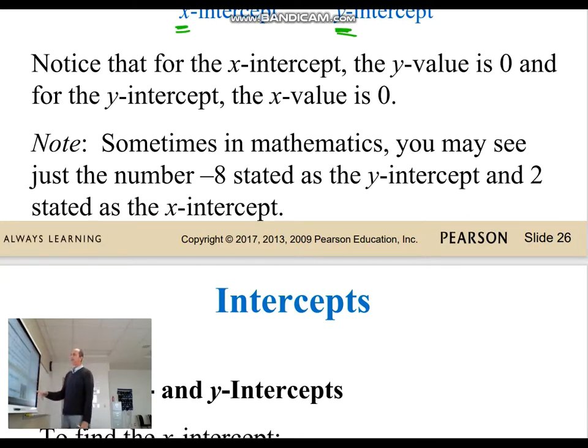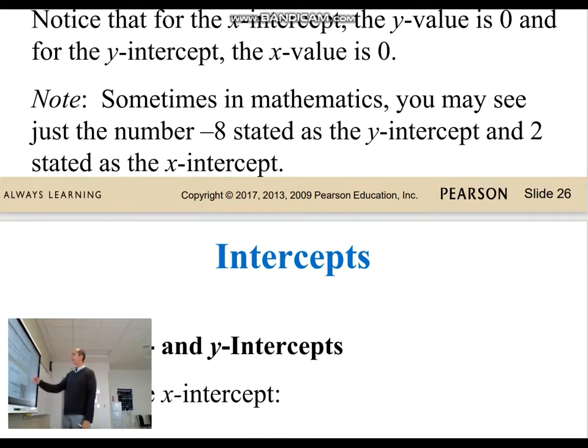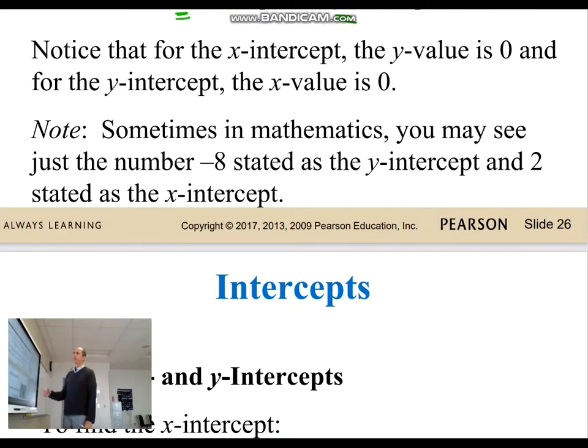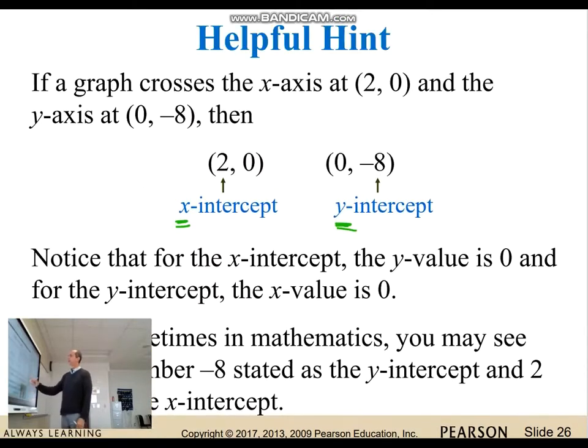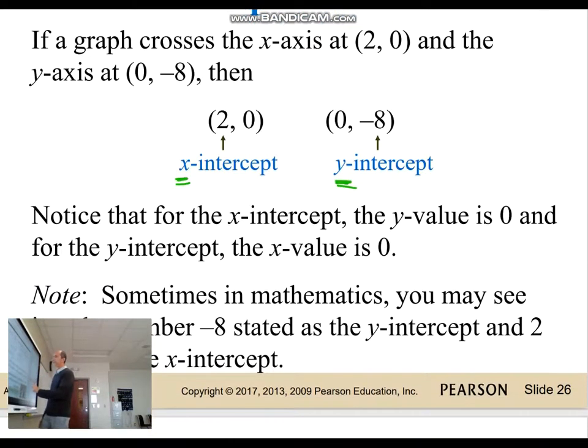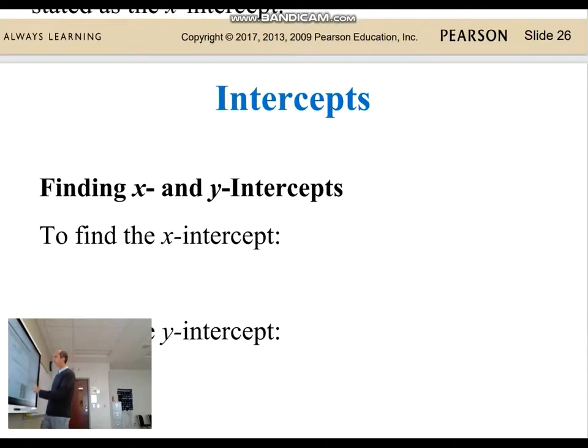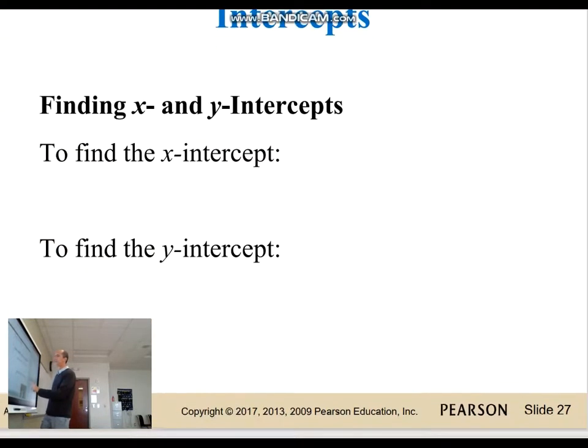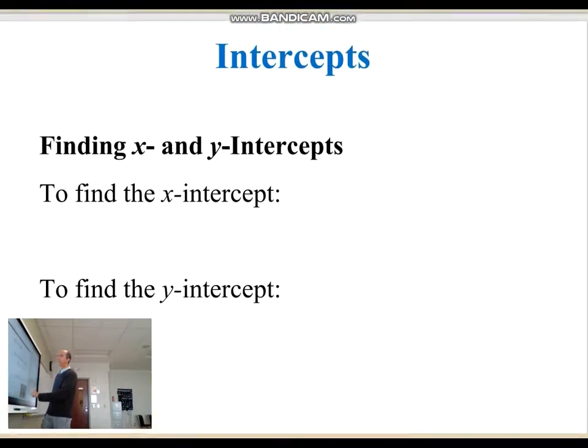Sometimes in mathematics, you may see just the number 2 or the number negative 8. Sometimes you just say the x-intercept is 2, the y-intercept is negative 8. We don't say the ordered pair is. It's something that you may find in some books, in some references.